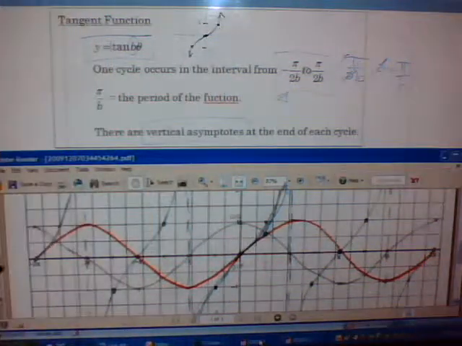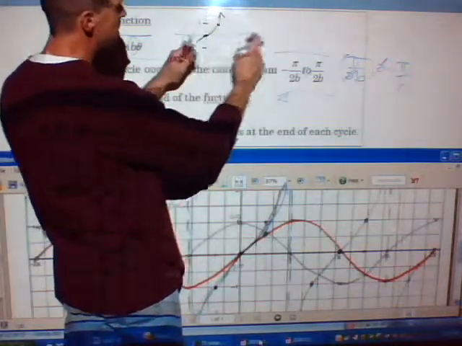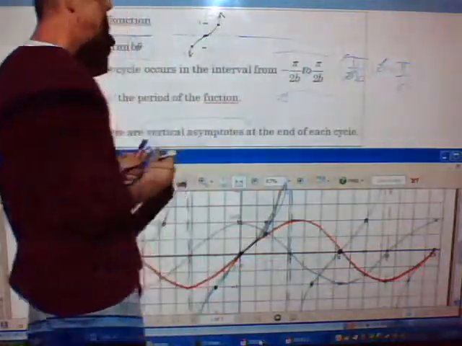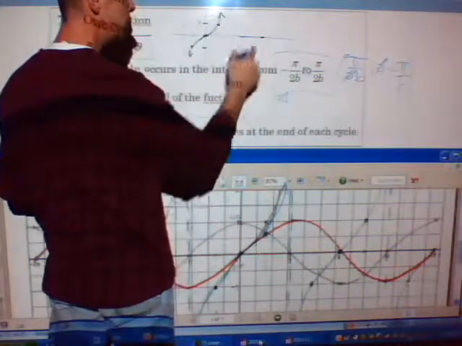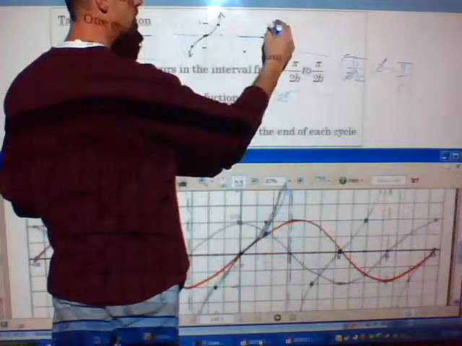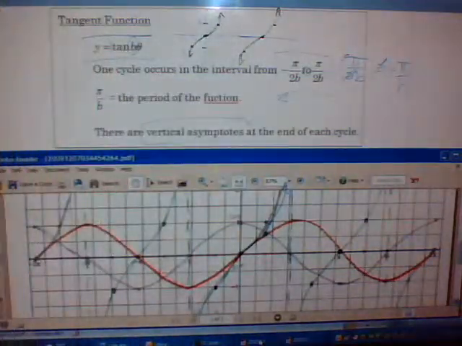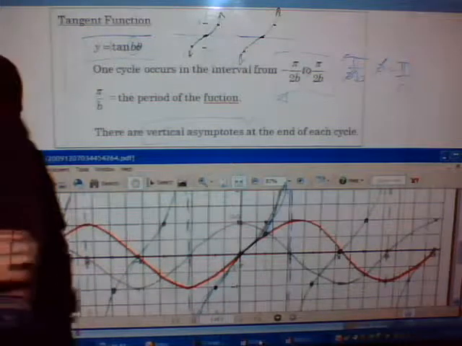Then you just need to find out where your next asymptote is. So you need to know what this distance is. You'll figure that out, and you'll put the next asymptote in here. And then you'll go to the middle of this and put a point. You go to the middle here, and you'll go down to negative 1, you go to the middle here, you go up to positive 1, and then that'll be a second interval. Okay? So, in the next video, we will do some of the examples.